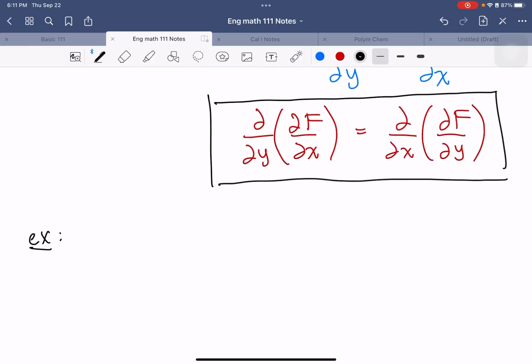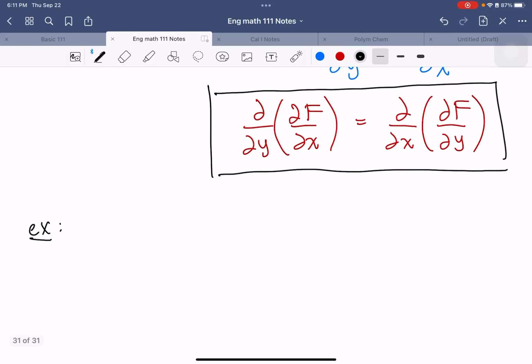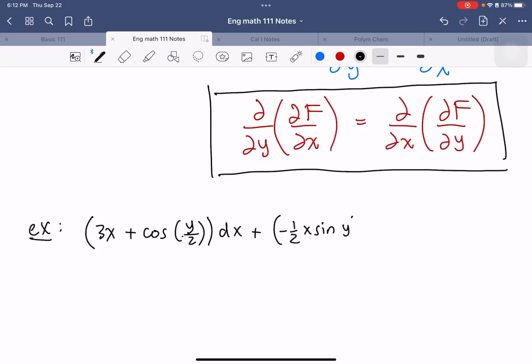Okay, maybe a little bit of an example. We start with 3x plus cosine. Now before solving the equations and finding the solution, finding the y, the first thing you can do is check the exactness. So check the exactness.